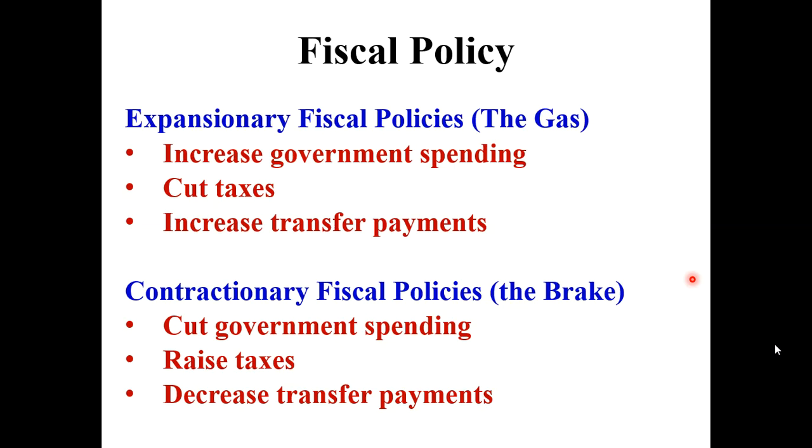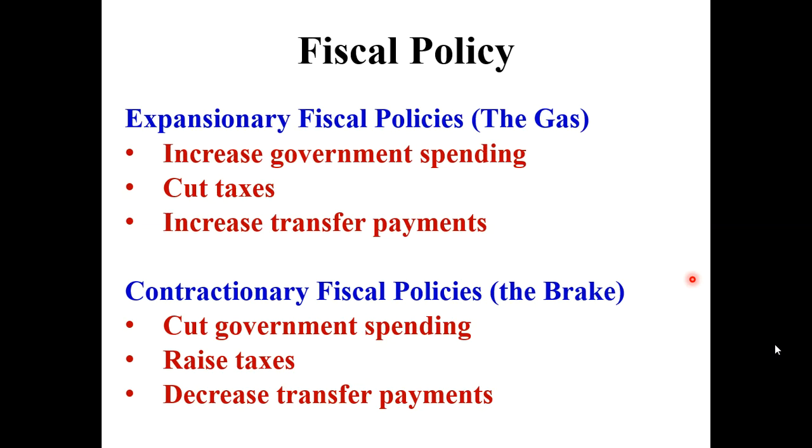If we increase welfare payments to people or Social Security, that means more money for people that need it, and they will spend that money, and the economy will grow. If the economy is growing too fast, we want to slow the economy down. We'll use contractionary policy. That's stepping on the brakes.